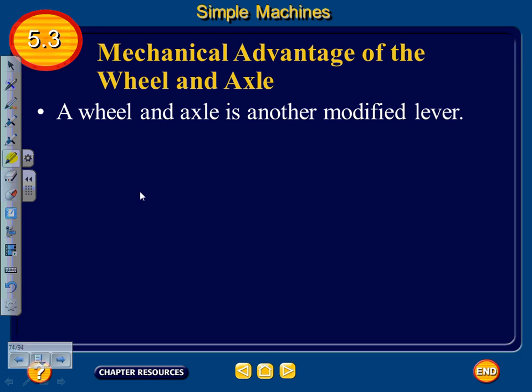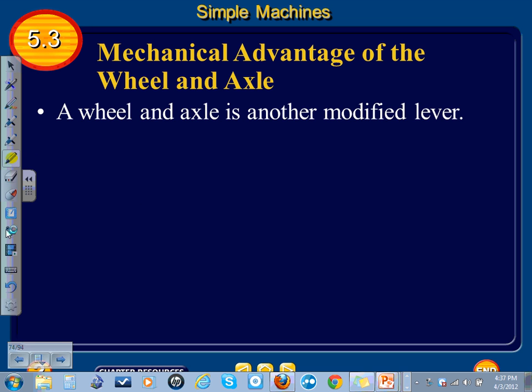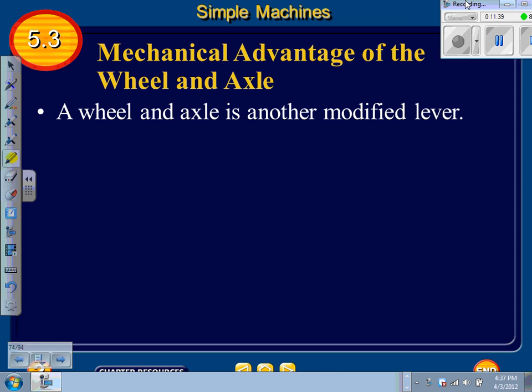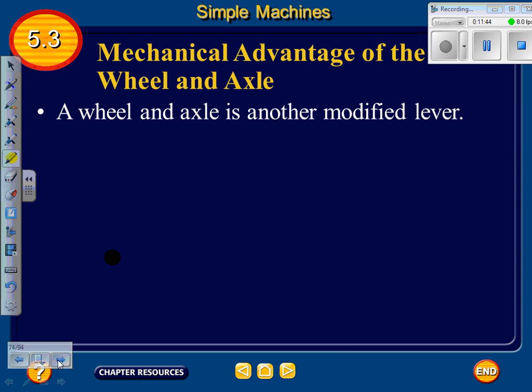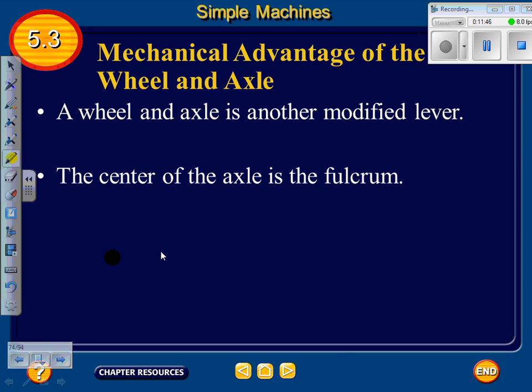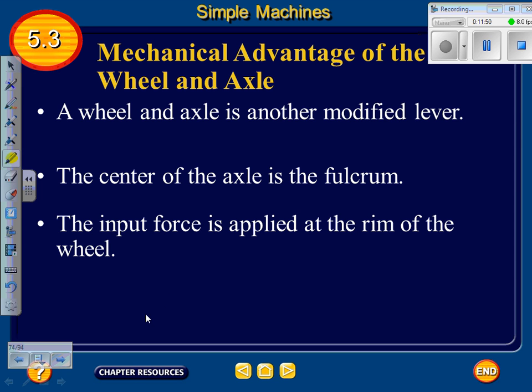A wheel and axle is another modified lever. In a wheel and axle, the center of the axle is the fulcrum. The input force is applied at the rim of the wheel. So like a pencil sharpener, what's the wheel and what's the axle? Again, the wheel is the crank or the handle, and the center of the axle is the fulcrum.